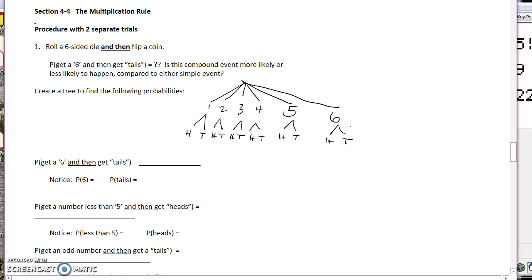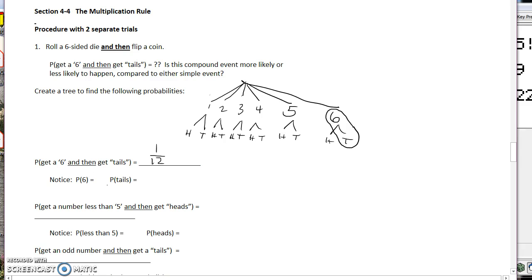Let's look through here and let's try to find that. Can you see that this is the case? This is the case where we get a 6 and then get a tails. And if you count on the bottom, there's 1, 2, 3, 4, 5, 6, 7, 8, 9, 10, 11, 12 different branches from the trees, or 12 different outcomes. And how many of those are the one we're looking for? There is only one time where we roll a 6 and get a tails.